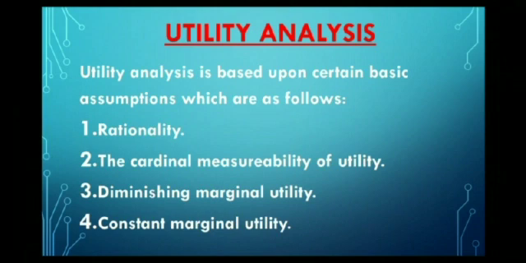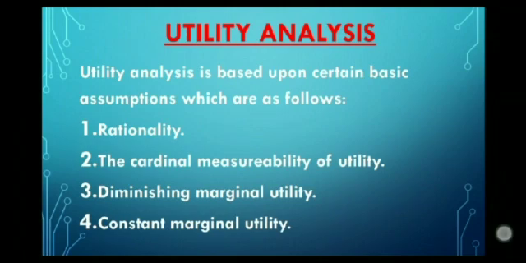Point number 3 is diminishing marginal utility. The utility gained from successive units of a commodity diminishes. In other words, the marginal utility of a commodity diminishes as a consumer acquires a larger quantity of it. Point number 4 is constant marginal utility. Another important assumption of utility analysis is the constancy of marginal utility of money.